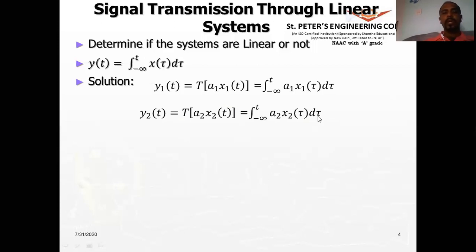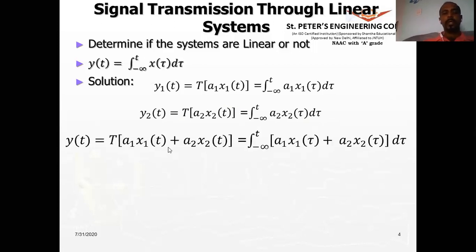Now if I give a1 x1 of t plus a2 x2 of t, what will the T operator do? It will integrate from minus infinity to t a1 x1 of tau plus a2 x2 of tau d tau, which is equal to y1 of t plus y2 of t. So in this case, the total response y of t is equal to the sum of the individual responses y1 of t plus y2 of t. Therefore, we say that this system is a linear system. So an integrator works as a linear system.